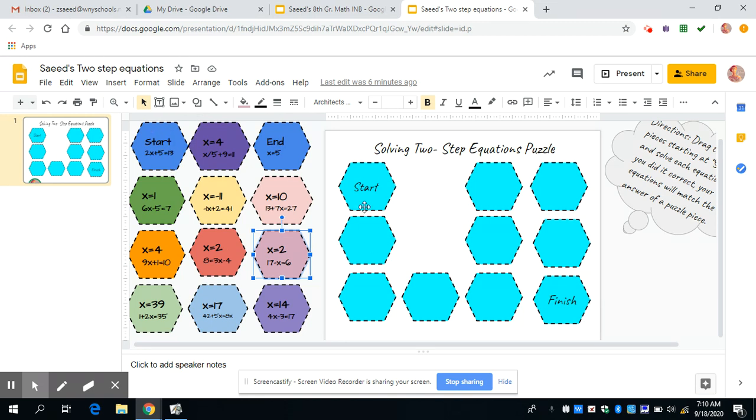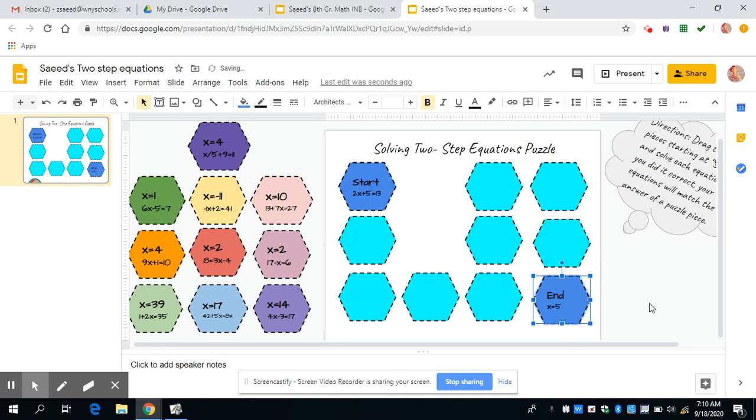But other than that, your start button is right here. Your finish button is right here. Finish button, I mean shape. All right, so you see how this over here says start? Automatically, you can drag that over your start sign, and your end is right here. Automatically drag that over your finish. You already got 2 done.